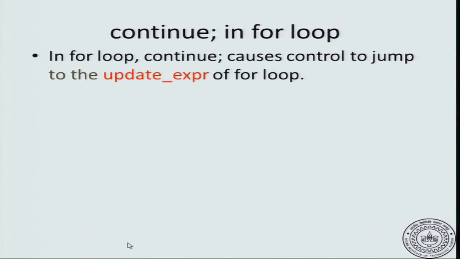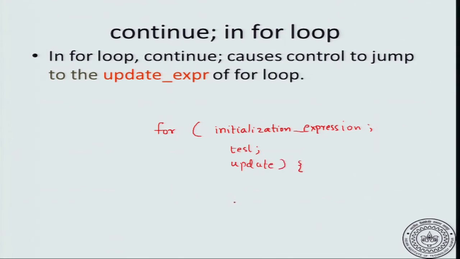What happens to continue in a for loop? Notice that a for loop has the following form. You have for, then there is an initialization expression, then there was a test, and finally there was an update. And then you have the body of the loop. What happens if you encounter a continue in the middle of the loop?